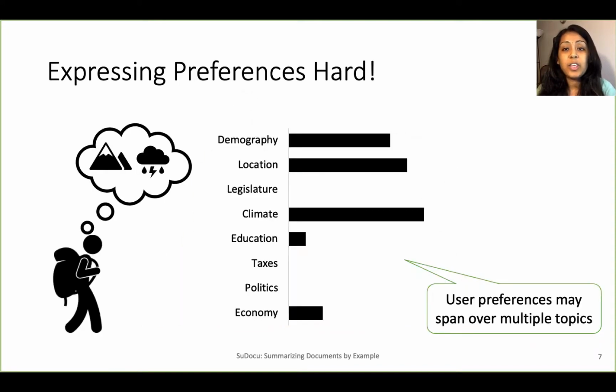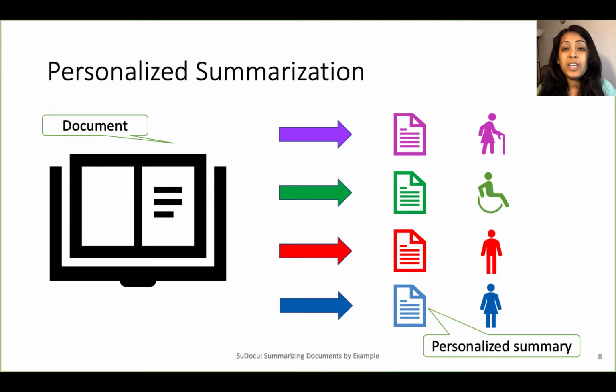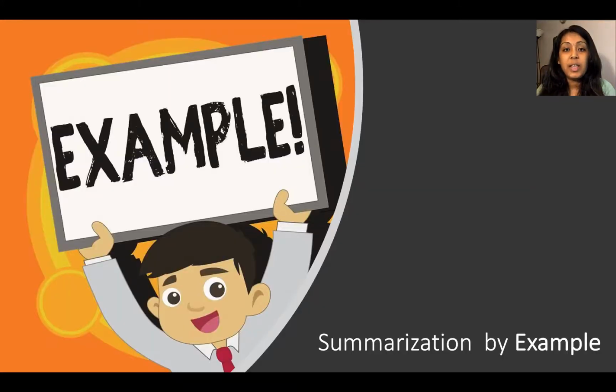This is because the user's preference may span over multiple topics and they don't always know the precise coverages they want for each topic. So we need a system where the users can easily express their summarization preferences without requiring to precisely specify topic coverages. In SuDocu, we propose a novel and effective way to express the summarization preferences through examples.